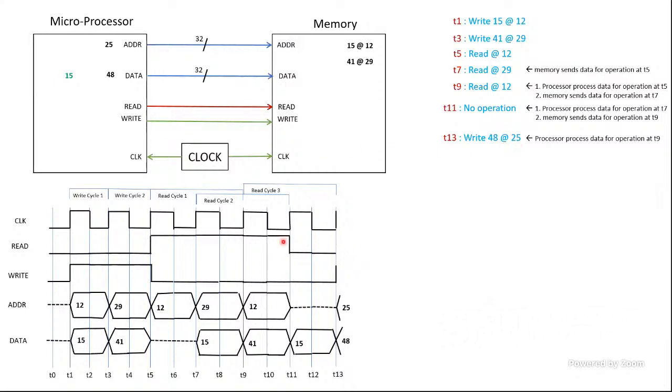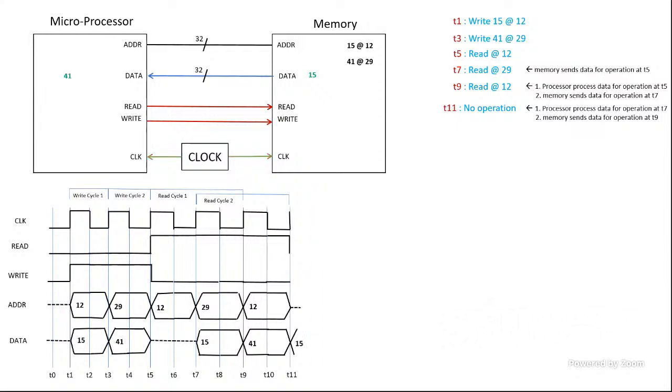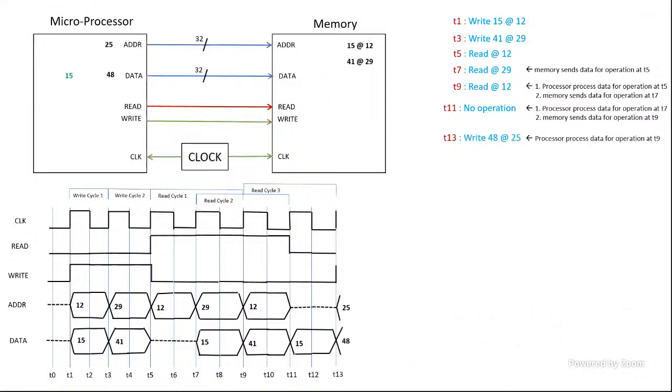So that's what is happening. Now read is 0, write is set to 1. And before that, if you look at this, what we did is keep the read and write signals at 0, which means no operation. Basically, we're not doing anything. And then next cycle, we go with the write operation with 25 and 48 being written onto the address and data bus respectively. And then next cycle, T14, let's say nothing is happening there.